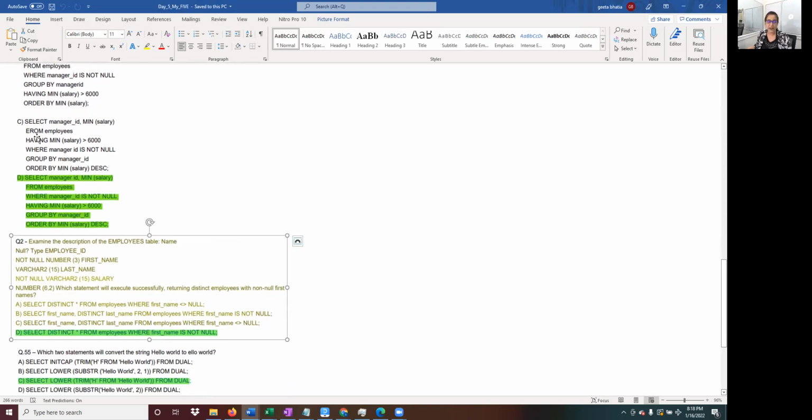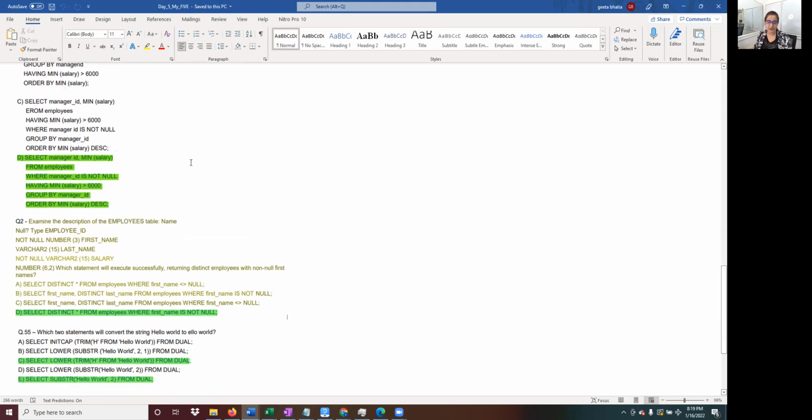This looks perfect. So actually between C and D, you might get confused, but there is a rule. Always remember that. If you copy paste this and try in Apex, you will see that you will get an error for C. Okay, because having clause always appears after group by. That's the rule. Follow that, because of which the selection is D. Okay, so just remember that.